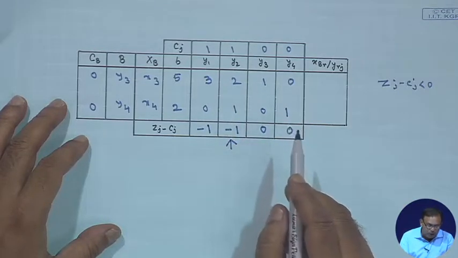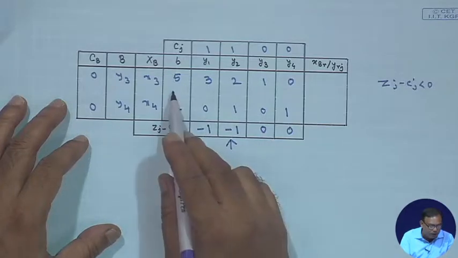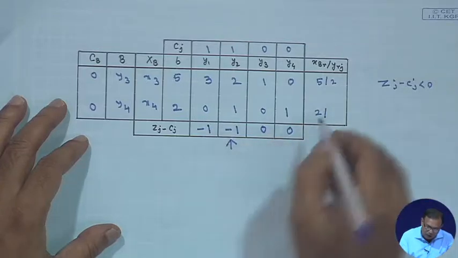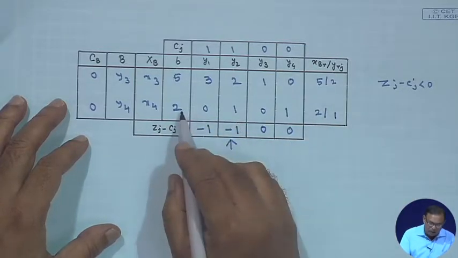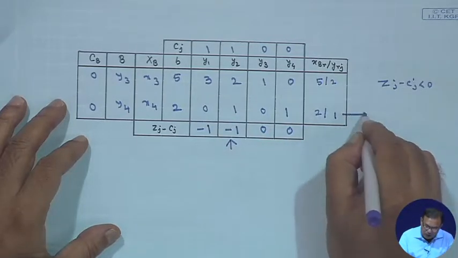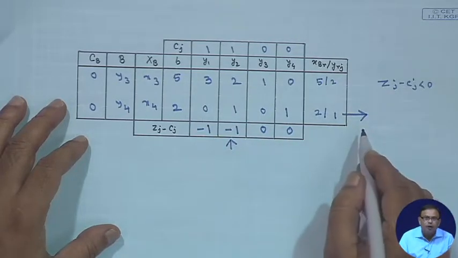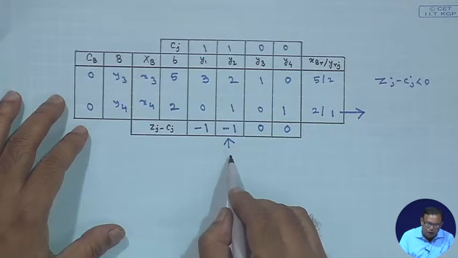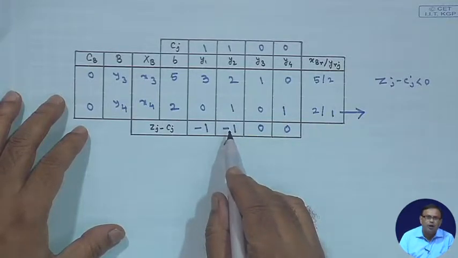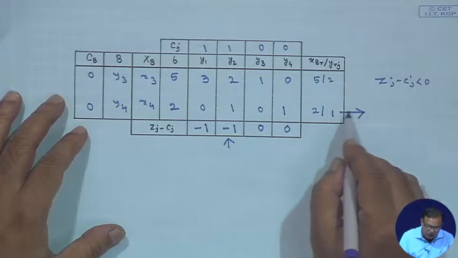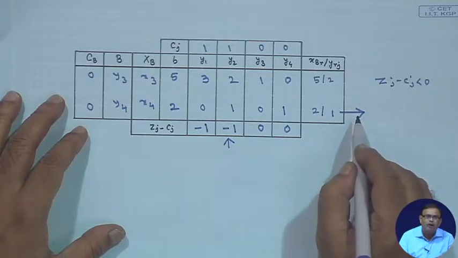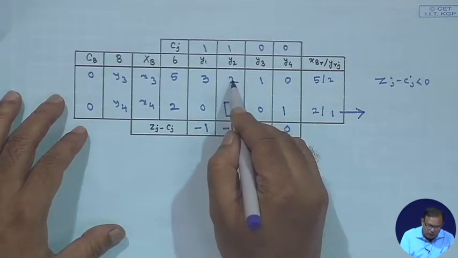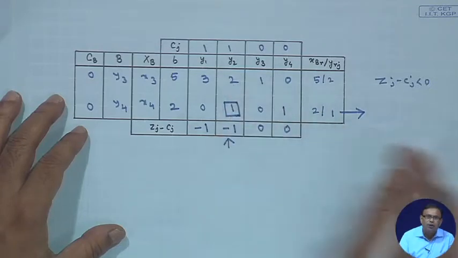Since x2 is the entering vector, you have to calculate the ratio, that is 5 by 2 and 2 by 1 for this case, b value by y value. This gives the minimum value, therefore your departing variable in this case will be x4. So, as usual, whatever you have done earlier, x2 will be the entering variable in the basis and x4 will be the departing vector, and the pivot element is 1, that means this is already 1. I have to make this component 0 in the next table.